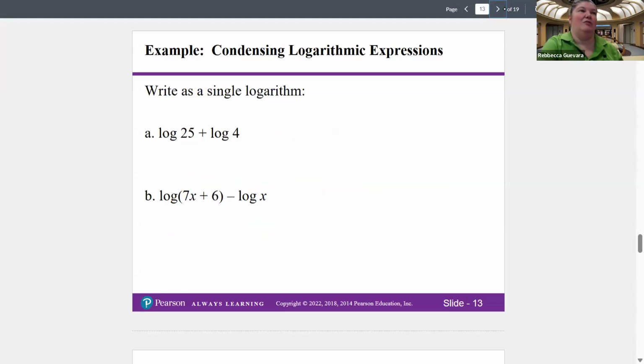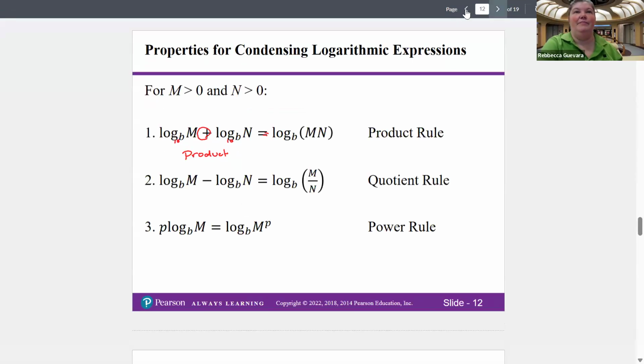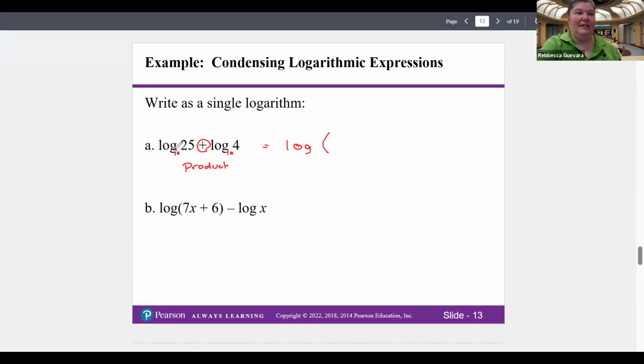So we want to write this as a single logarithm. We have a plus here, so we know we have a product. And we have the same base log because they're both base 10. Make sure you have that, because if you go back here, notice everything had the same base. As long as we have the same base, I can go back to a base 10 log, and I would have 25 on top. Oops, that's right, the product. So we'd have 25 times 4.